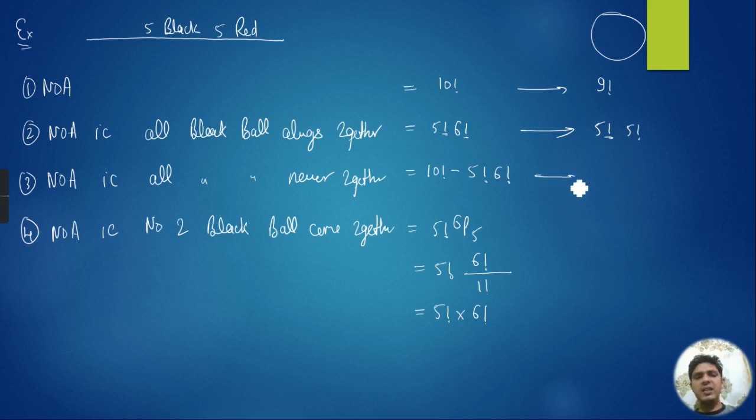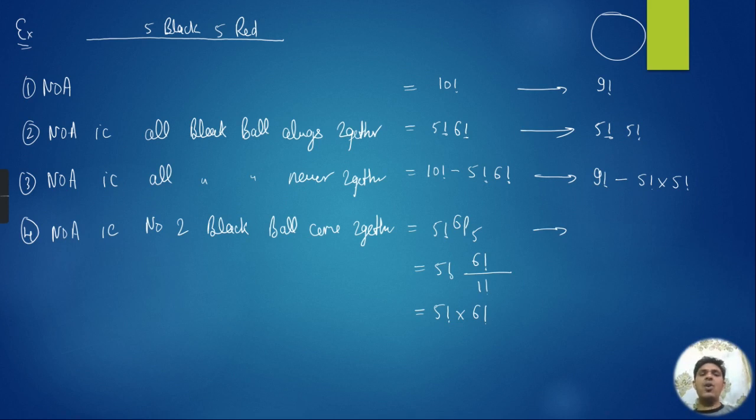Coming to the next one: the number of arrangements such that all black balls are never together. For this, it is the total number of arrangements minus the number of arrangements in which all black balls are together. Okay, my last question is the number of arrangements such that no two black balls come together.